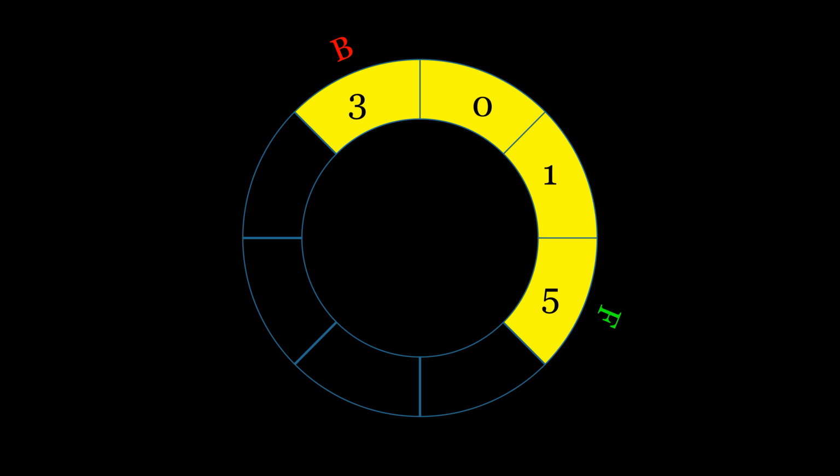Note that the underlying memory structure is not circular at all. This analogy is just to explain the concept.